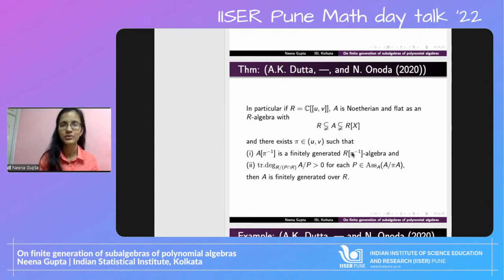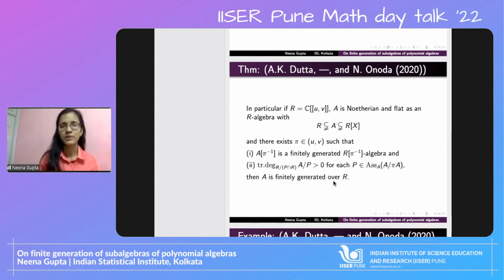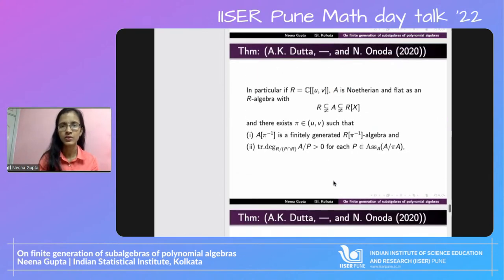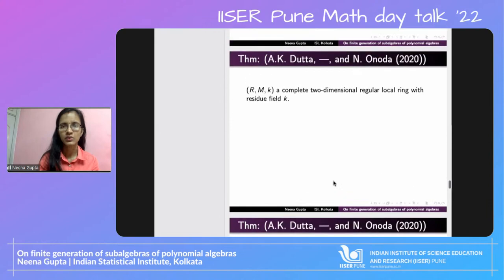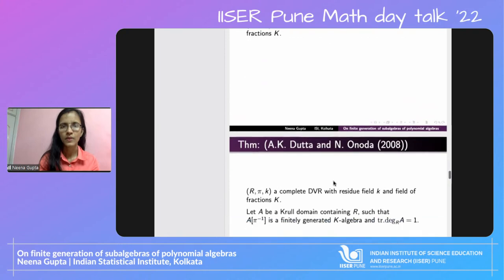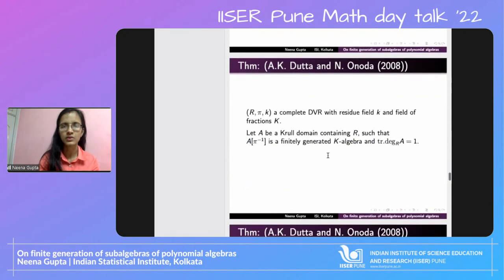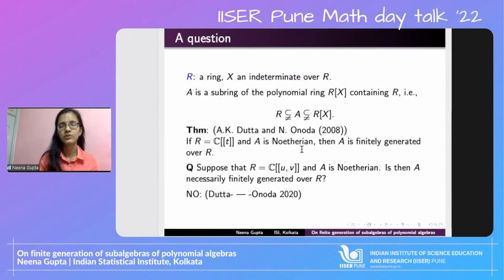Yes, that was the question. So for a power series ring, we should expect that things will be better. That was Onoda's result: over a power series ring in one variable, Noetherian implies finitely generated. And over a polynomial ring, it is not. Therefore the question.